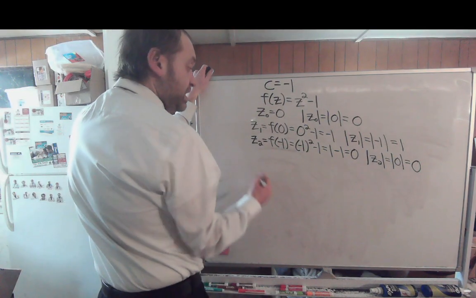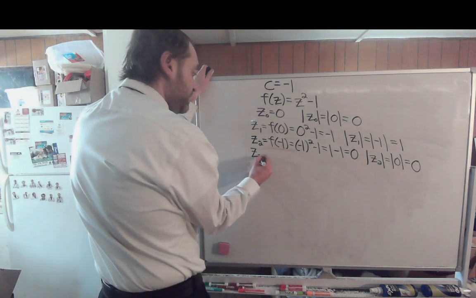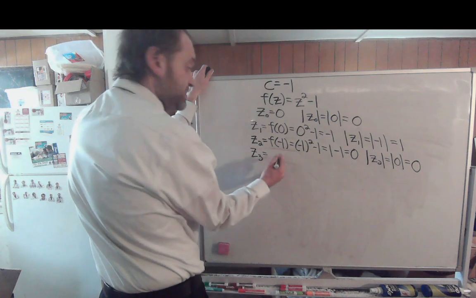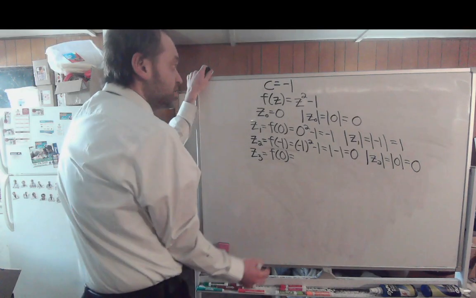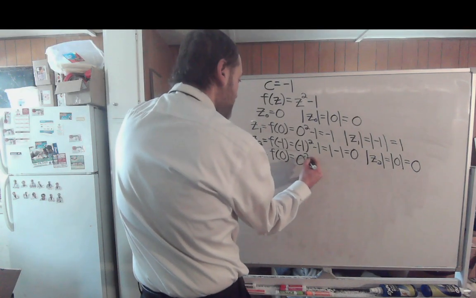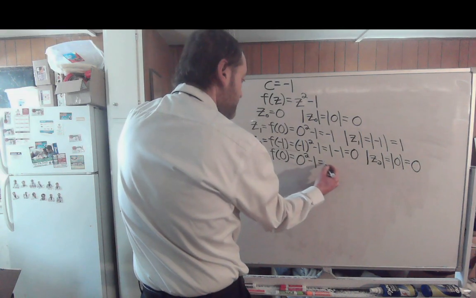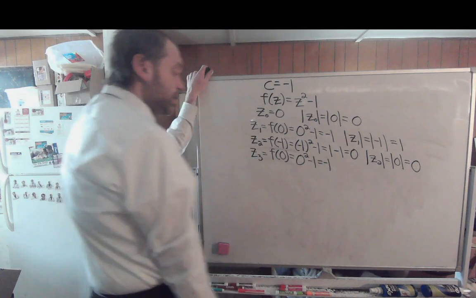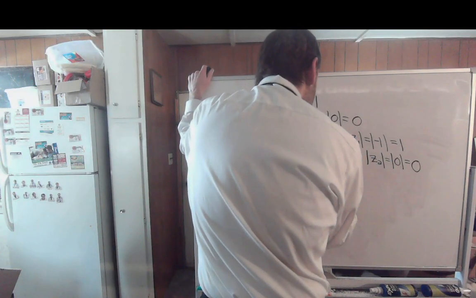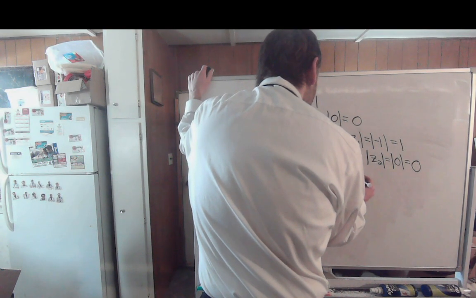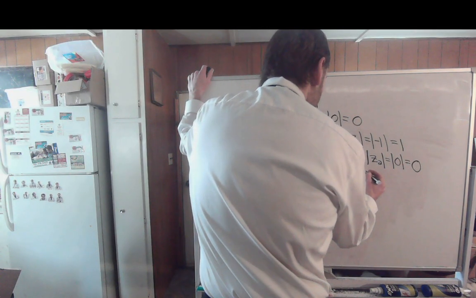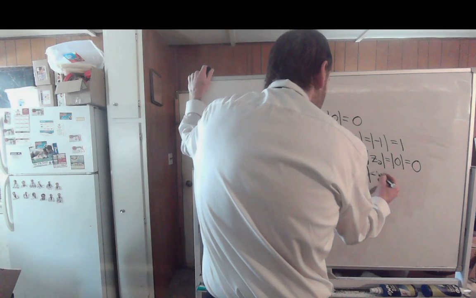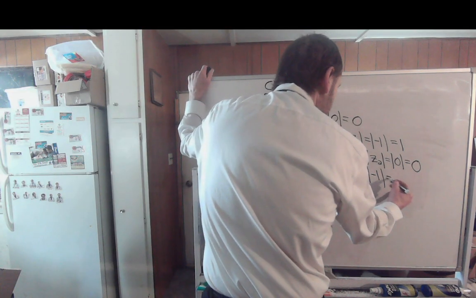And then last but not least, let's find z sub 3. You can find that by putting in f of z sub 2, which would be f of 0. So that again would give you 0 squared minus 1, which would give you -1. And then let's take the absolute value of z sub 3, which would be the absolute value of -1, which would just be +1.